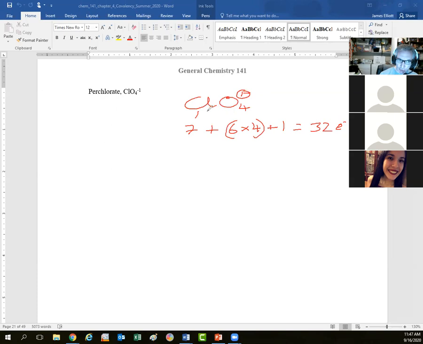Now normally we'd choose the element which is more greedy for electrons for our central atom, but we've been told for this one that it is actually the chlorine. Sometimes the sheer size of an atom outweighs the number of electrons it needs when it comes to chemical bonding. So chlorine at the center, we'll connect it to those 4 oxygen atoms.